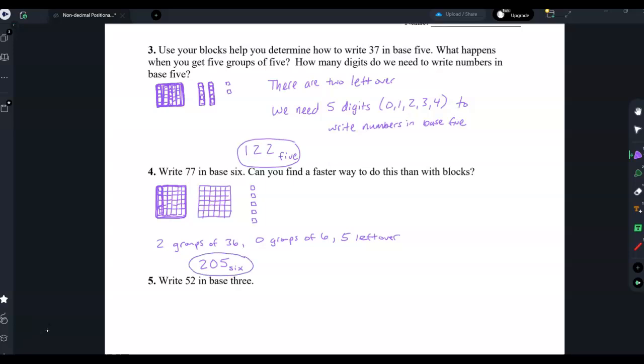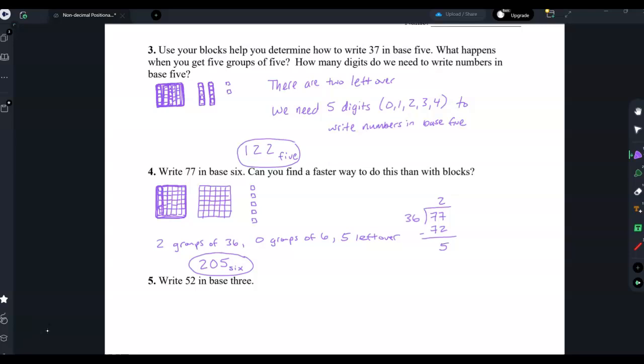It asks here, can you find a faster way to do this than with blocks? And we kind of already started with that. But we could probably do this without even drawing the blocks. So once we figured out that a flat was 36 units, we just said, could we get another 36 into that? So really what we were doing is taking our number, in this case 77, and seeing how many groups of 36 can we fit in 77. That's really just division. So if I did 77 divided by 36, that goes in twice, right? 36 goes into 77 twice because 2 times 36 is 72. And so then what I had left over was 5.